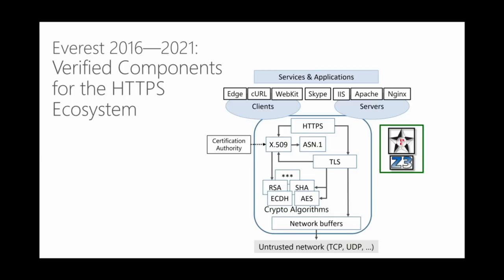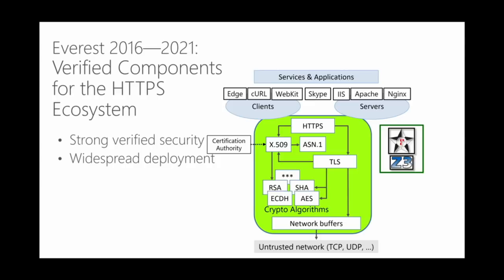So in 2016, we started a project that had a 5-year scope, so we're about halfway through it. We had a few goals. Our first goal was to build a verified implementation of the components in HTTPS. We want to build these components in a form where they are low level and efficient enough to be deployed as is inside the existing software ecosystem.